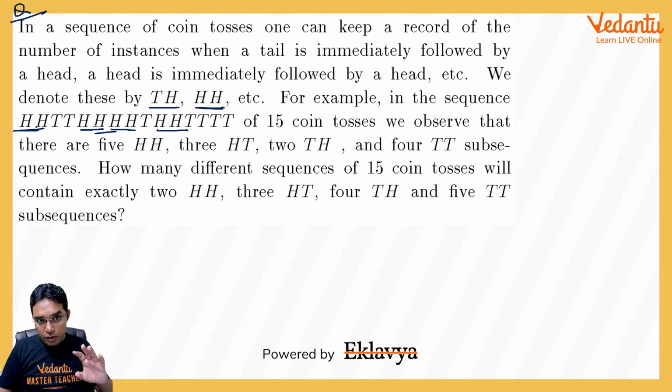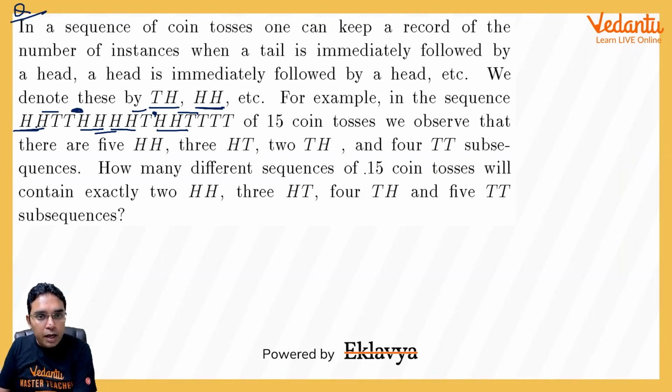So if there are 4 H together, I think they will give you 3 instances of HH. Similarly, 3 HT, it can be checked: 1, 2, 3 HT, and 2 TH. One is here and one is here, I think, TH. Yeah, no other TH. And 4 TT subsequences.